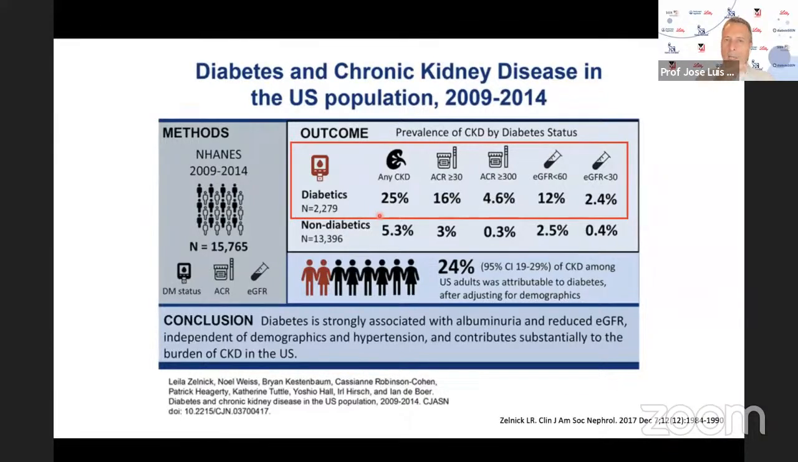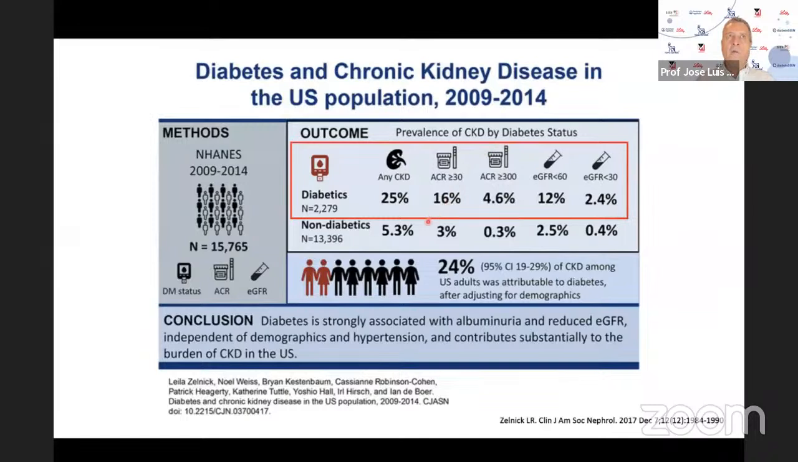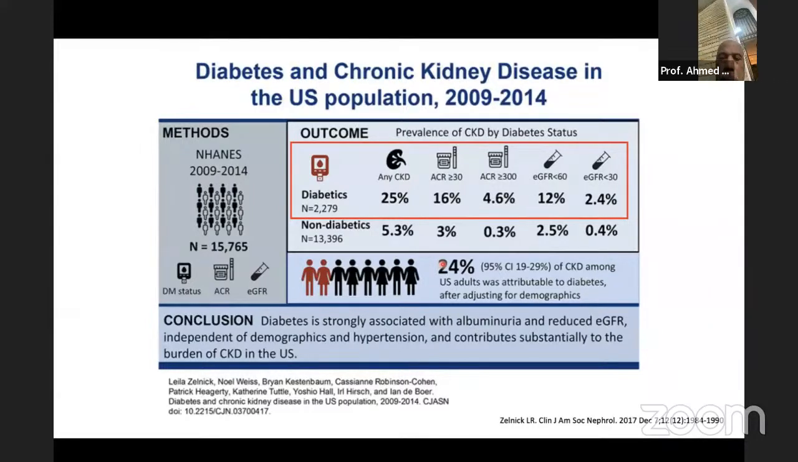Thank you very much. This is the number of patients with diabetes with any kind of chronic kidney disease, 20%, albuminuria 6%, proteinuria 46%, and GFR below 60, 12%. This table shows the data in diabetic and non-diabetic patients. It is clearly observed that in patients with diabetes mellitus, the prevalence of albuminuria, proteinuria and reduced GFR is higher.